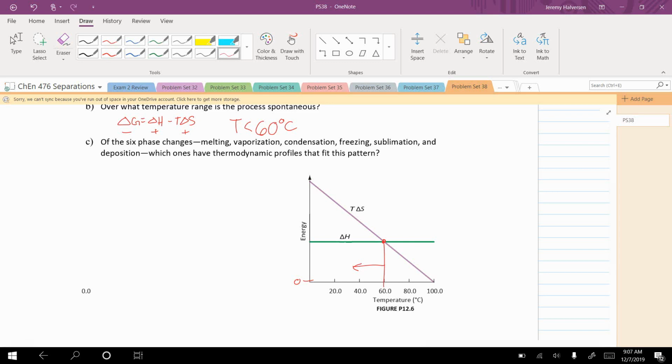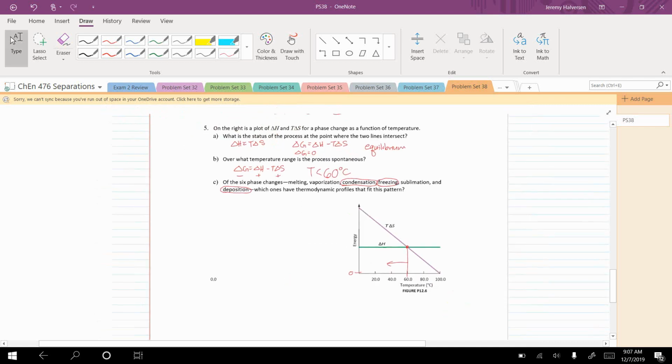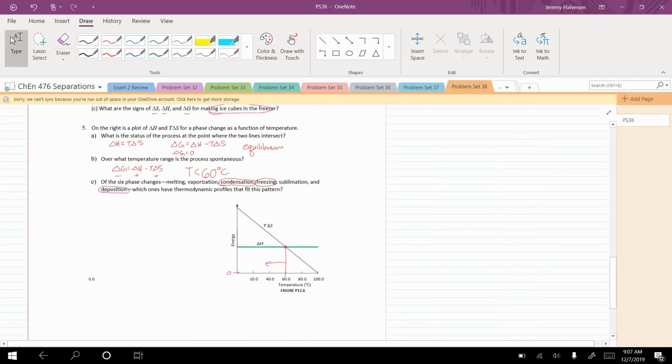I know high temperatures and low temperatures, it's just relative. So what things become more spontaneous as you decrease the temperature? Well, if I decrease the temperature, I'm more likely to condense. Am I going to melt more if I decrease the temperature? No, I'm not. I'm going to freeze. And I'm going to, no, not sublimate. Deposition happens as I decrease the temperature. So those are the 3 phase changes that have thermodynamic profiles that fit this pattern.